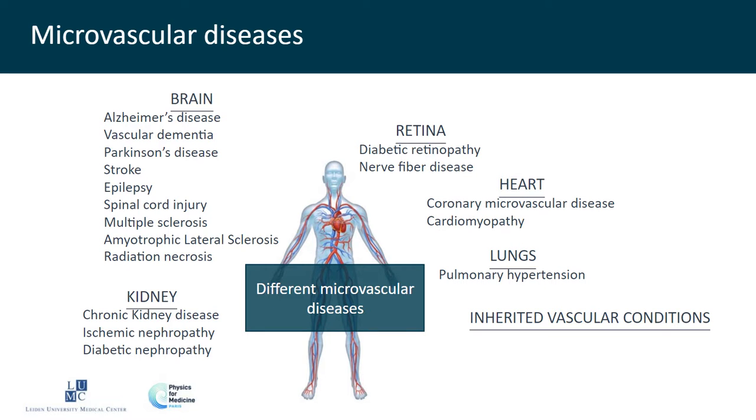So it is therefore not very surprising that many diseases are associated with vascular defects. And along this kidney, lungs, heart, retina, brain axis, where you have a lot of capillaries with pericytes, the organs with a much higher number of pericytes, you have a lot of different diseases associated with those organs. For example, in the brain, there is definitely a role of the vascular network for Alzheimer's disease, vascular dementia, Parkinson's disease, stroke, epilepsy, spinal cord injury, multiple sclerosis, amyotrophic lateral sclerosis, radiation necrosis.